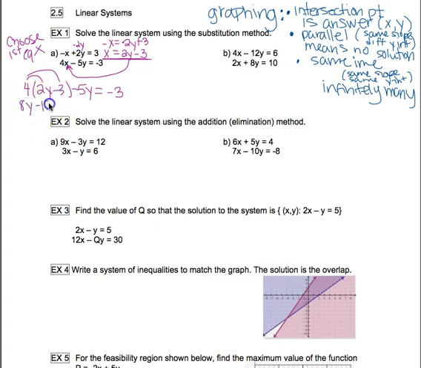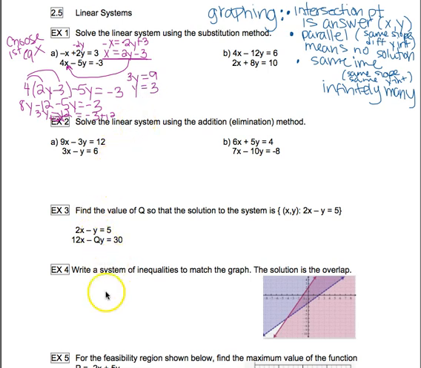So now I just need to solve. That means distribute and then combine like terms. So I have 3y minus 12 equals -3. Now I'm going to get y alone, so add 12 to both sides first. Plus 12, plus 12, that gives me 3y is equal to 9. And then dividing by 3, I get y equals 3.